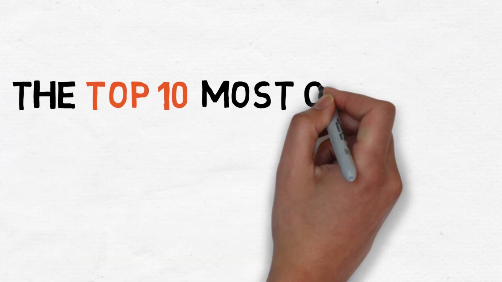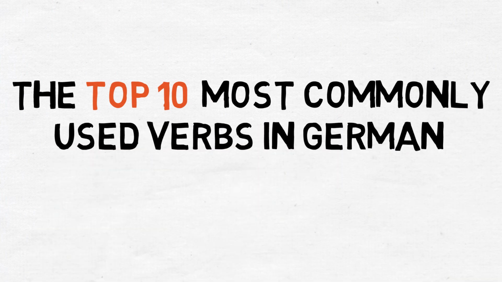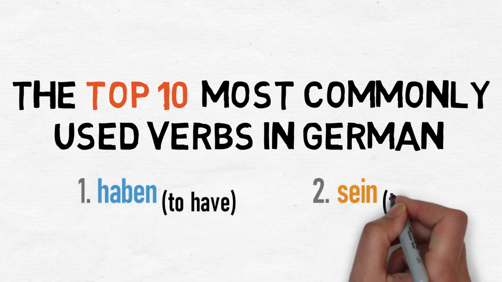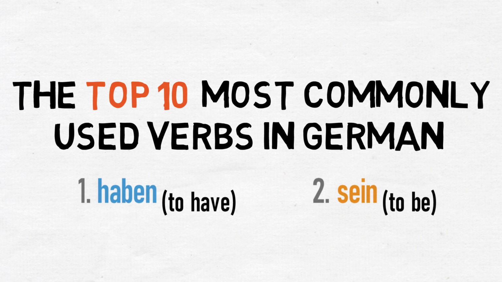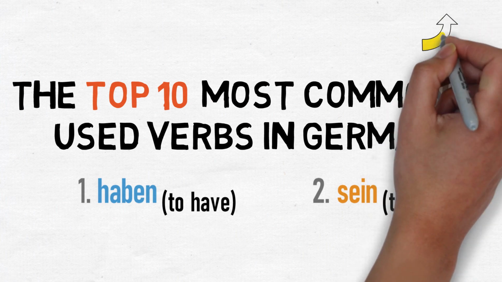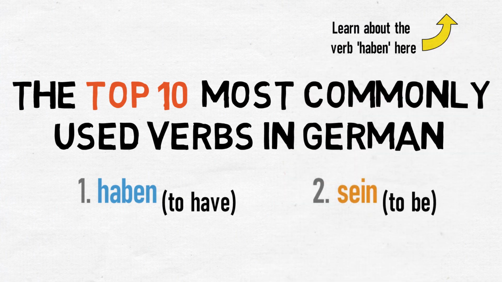In this video, we will be looking at the top 10 most commonly used verbs in German. I won't be discussing numbers 1 and 2 on that list, which are haben, to have, and sein, to be, as I've already covered these in other videos. If you haven't seen those videos yet, it's a good idea to start by watching my haben video by clicking the banner now.